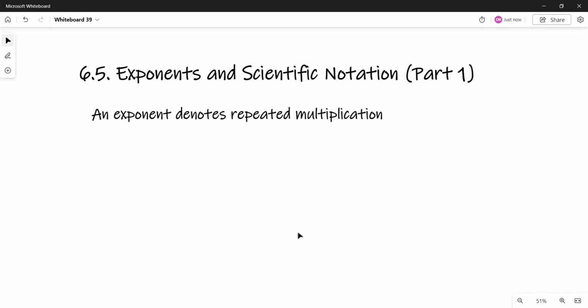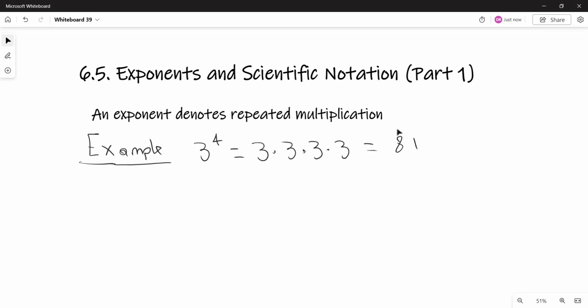So you have something like 3 to the 4th power. For example, 3 raised to the 4th power. That 4th power indicates that 3 is multiplied by itself 4 times. So in general, 10 to the 5th power means that we're multiplying 10 by itself 5 times. And 10 multiplied 5 times is going to be 100,000.